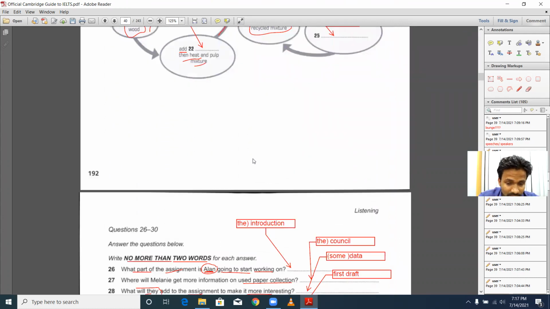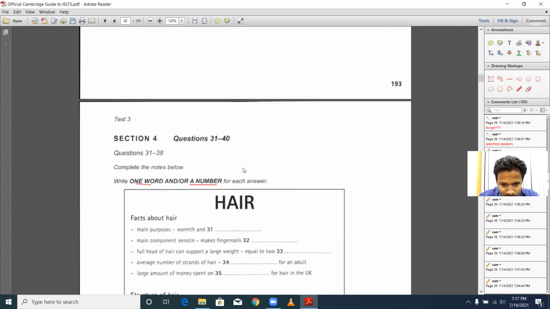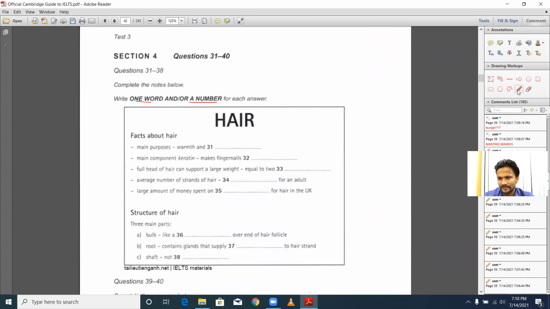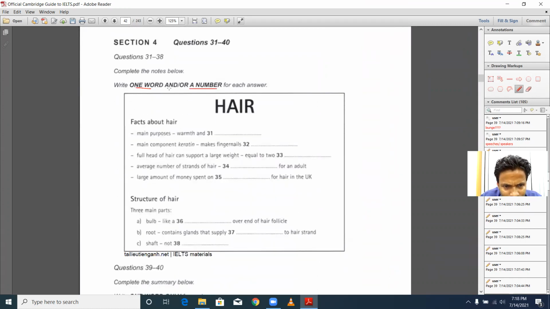Now turn to section 4. What the speaker said. Okay, let's move to section 4. You will hear a lecture about hair. First, you have some time to look at questions 31 to 40.